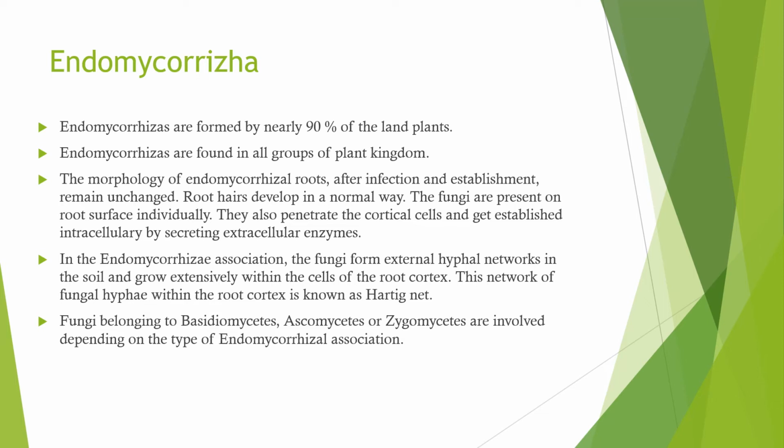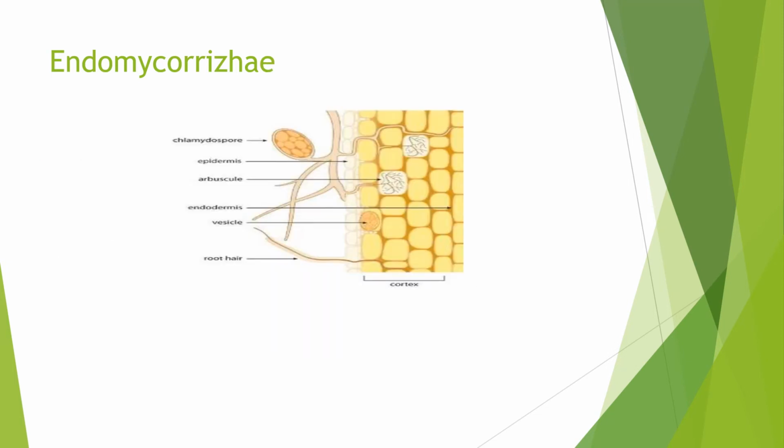In the endomycorrhizal association, the fungi form an external hyphal network in the soil and grow extensively within the cells of the root cortex. This network of fungal hyphae within the root cortex is known as the Hartig net. Fungi belonging to the Basidiomycetes, Ascomycetes, and Zygomycetes are involved, depending on the type of endomycorrhizal association. Endomycorrhizae contain chlamydospores, epidermis, arbuscules, endodermis, vesicles, root hair, and cortex. These are the parts contained in endomycorrhizae.